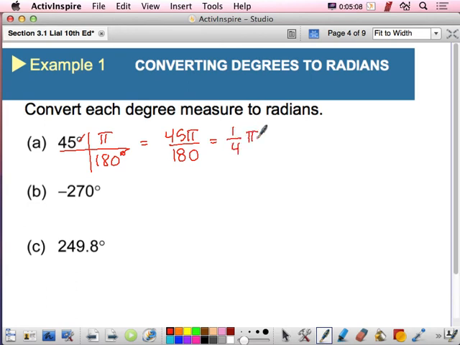Now, I actually prefer it written that way, it means more to me, but for some reason in trig, we always write it simply as pi over 4. So that's how we're going to leave our answer, pi over 4. So we have just learned that 45 degrees is equivalent to pi over 4 radians.